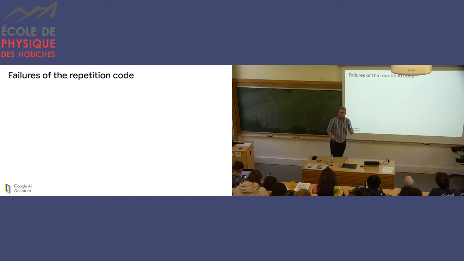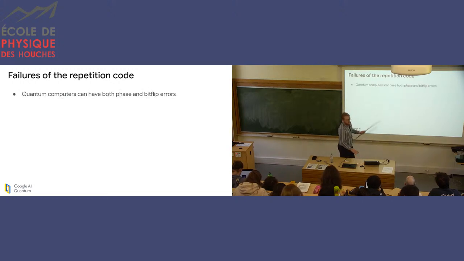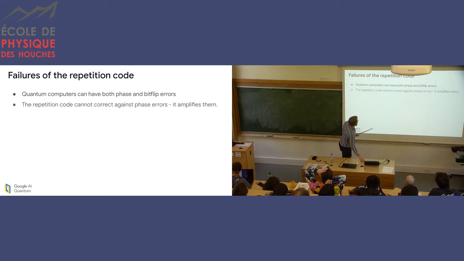Now, let me tell you where this code fails and why people are not planning on just scaling up to larger and larger repetition codes. The reason why it fails is very simple. It's because quantum computers don't just have bit flip errors. As well as my computer potentially going from 0 to 1, all I need to do is pick up a random phase between the 0 and 1 state, and that constitutes an error, and that will kill your quantum computation. Okay? And the repetition code cannot actually correct against phase errors. It actually makes them worse.